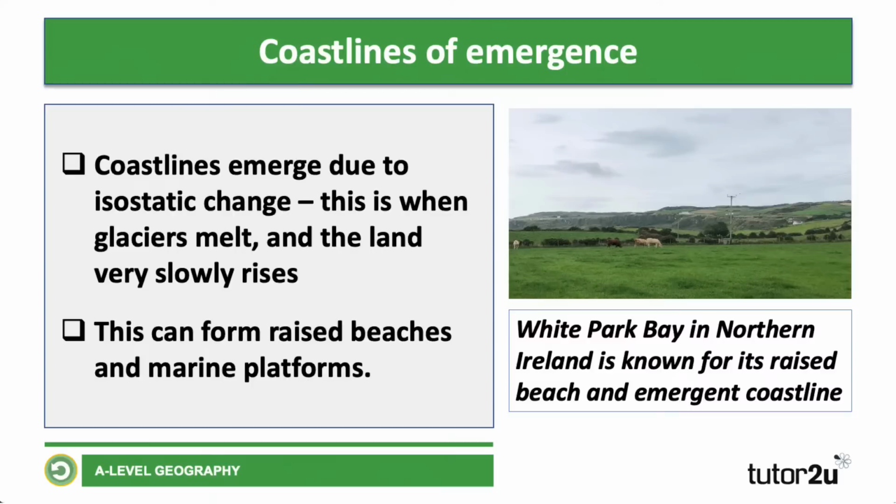So when we look at coastlines of emergence, we are normally looking at the idea of isostatic change. So the weight of the ice sheets and the glaciation was on those landscapes for a very long time, putting pressure on the land. And then the ice melted. And what happened because that ice melted is the land was able to start to very slowly rise up. And that can form features such as raised beaches and marine platforms. Scotland on its west coast is very well known for this.